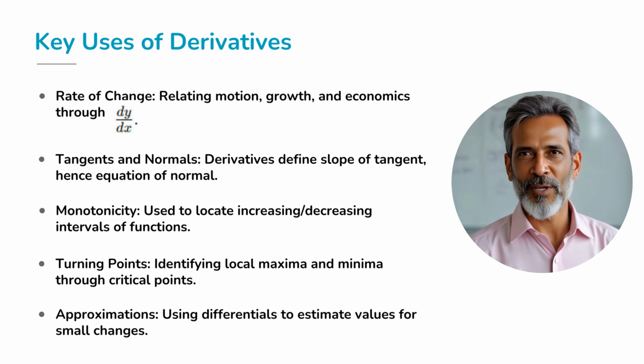Fourth, turning points. Just like hills and valleys on a trek, maxima and minima appear where slope becomes zero. And fifth, approximations. Want to find square root of 100.5 without a calculator? Differentials make it easy. So, whenever you hear the words maximize or optimize, smile because derivatives are behind it.